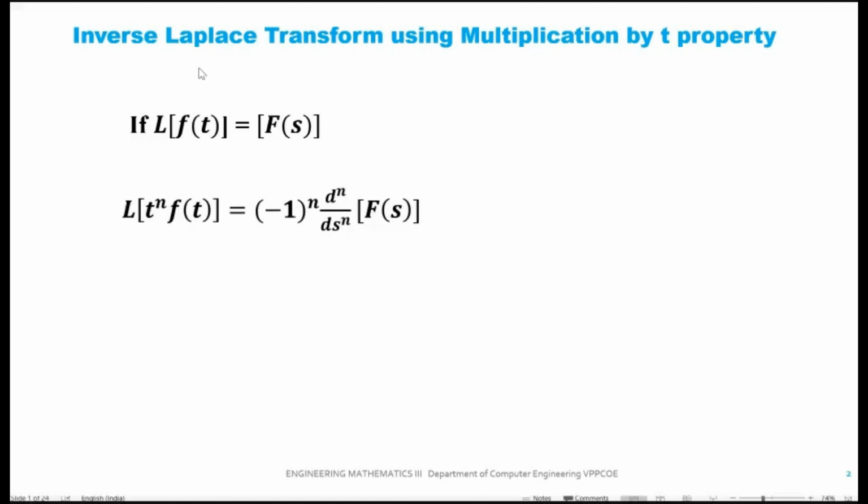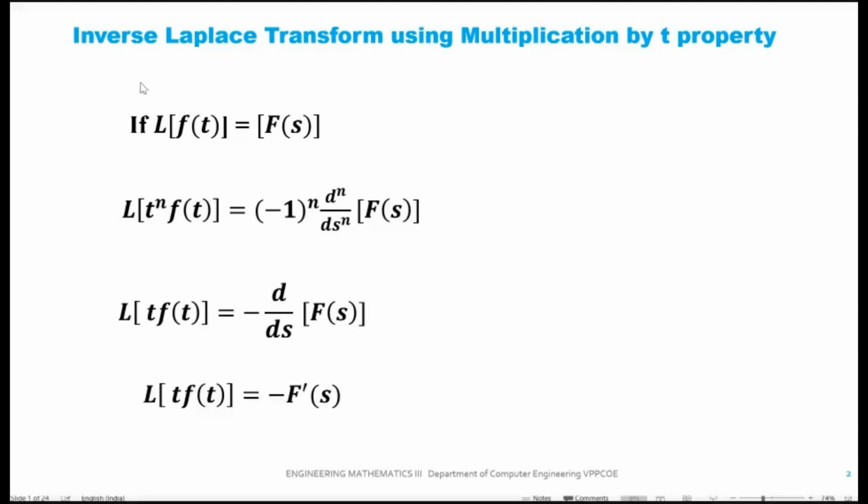So we know that L of t raised to n f of t is equal to minus 1 raised to n, the nth derivative of f of s. This is the L property, not the inverse property. So if n is equal to 1, I can write L of t f of t is equal to minus d by ds of f of s.